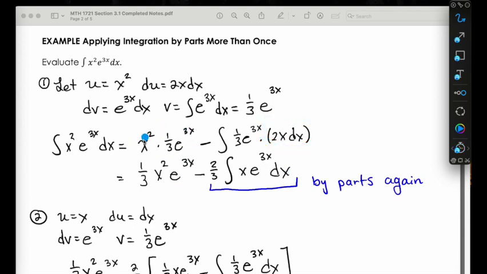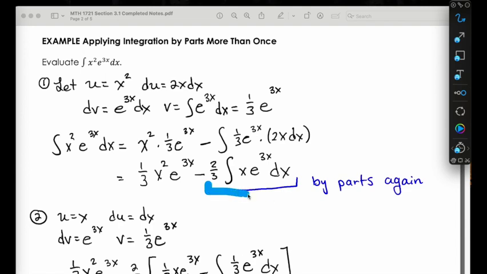Now, I clean this up a little bit. I get 1/3 x squared e to the 3x minus this 2 and this 3. I'm going to bring it out front as a constant, 2/3. And then I'm left with x e to the 3x. So this integral right here, we have it so that it looks very similar to what we started with. It's just that now we have it as x instead of x squared. So we broke that x squared down into an x.